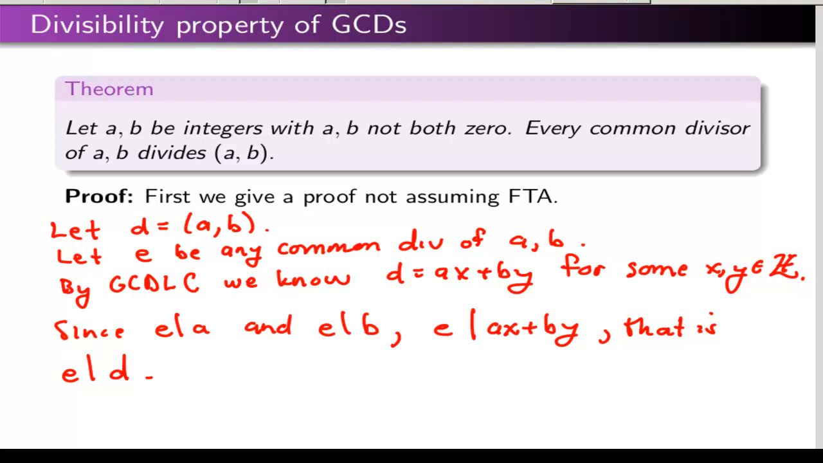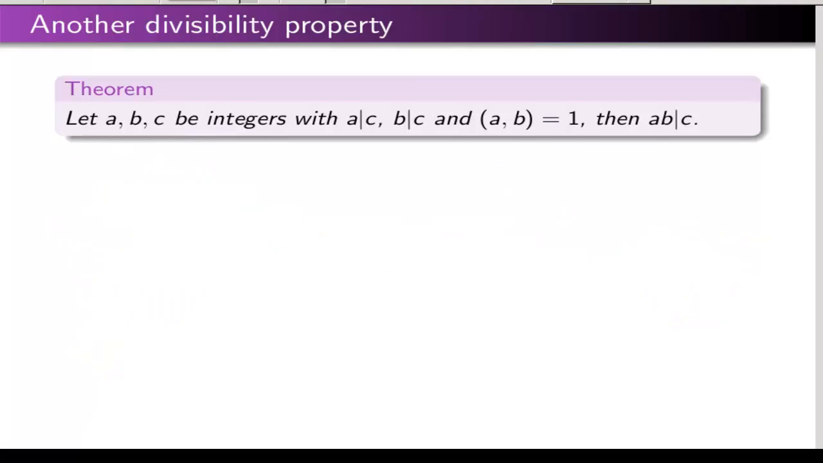There's another proof very similar to this for the following theorem. If A, B, and C are integers such that A and B are both divisors of C, and A and B are relatively prime, then the product, A times B, is a divisor of C. This is a theorem that would certainly be false if A and B are not relatively prime. And the proof is similar in nature. You're going to use GCD LC. I think I'll let you do this for a homework problem, similar to the last proof we just did.